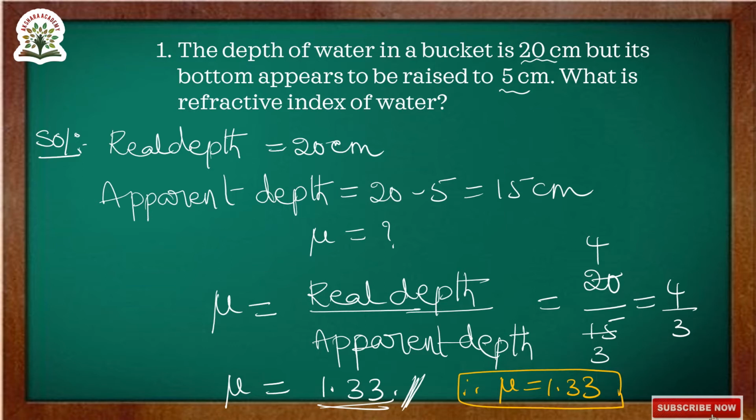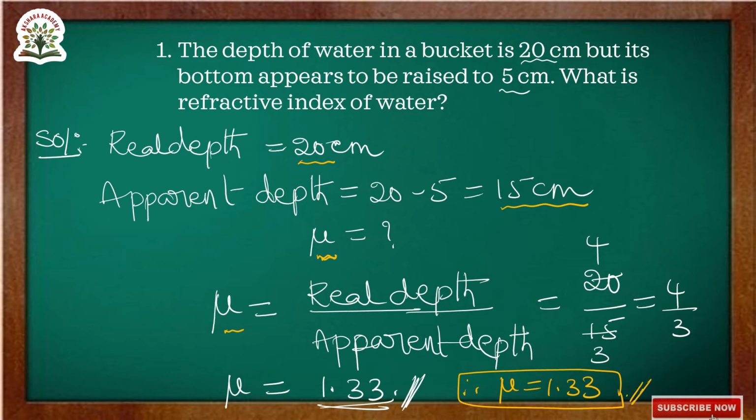They gave real depth 20 centimeters, and apparent depth we calculated as raised by 5 centimeters, so 20 minus 5, 15 centimeters. This is the apparent depth. Now we have to calculate mu, the refractive index of water. Mu is equal to real depth by apparent depth. Substituting values, 20 by 15, 5 3s are 15, 5 4s are 20, so 4 by 3. So mu is equal to 4 by 3. We write it as 1.33. So the refractive index of water is 1.33.